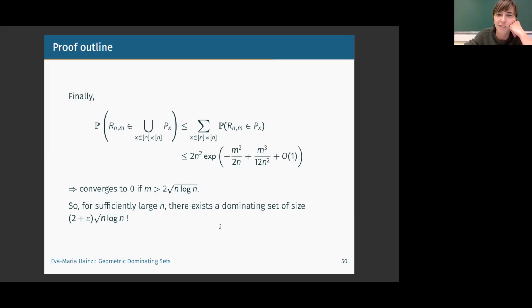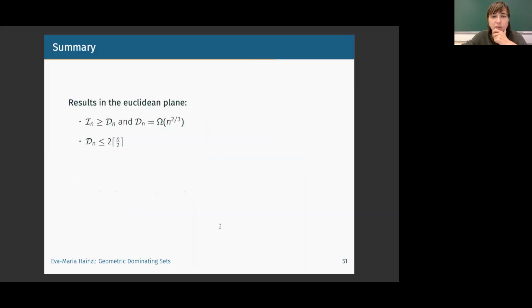Do you have questions about this probabilistic argument? Okay, because that was basically the proof of the upper bound for the domination number on the discrete torus. So maybe I'll do a quick summary of what I've shown you.